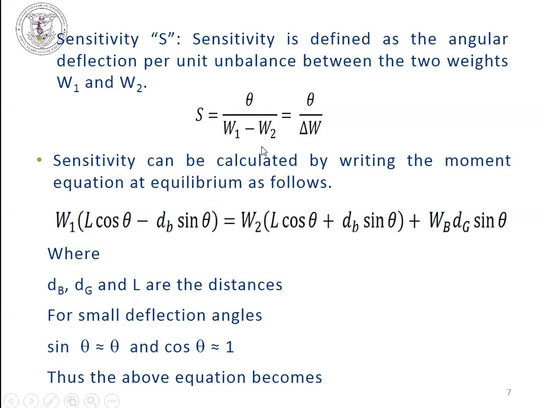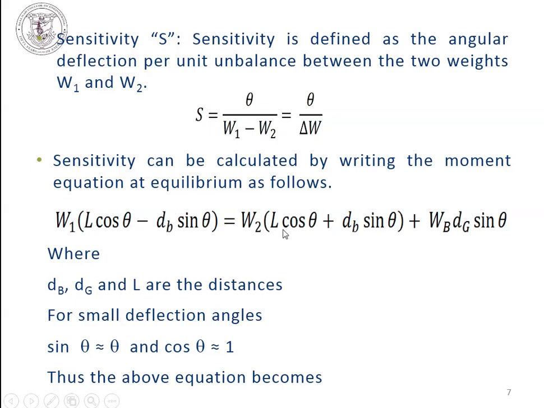Okay, so if a small change in weight between W1 and W2 gives a larger deflection, then we can call that particular weighing balance as having more sensitivity. If even for a larger change in weight we see a smaller deflection in the pointer, that is theta is very small, then we can say the sensitivity is very small. This change in weight between W1 and W2 we denote as delta W.